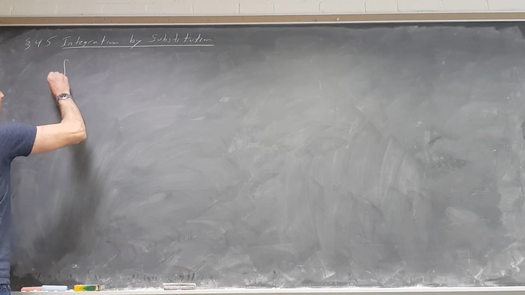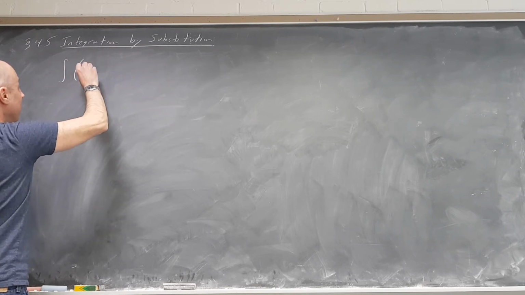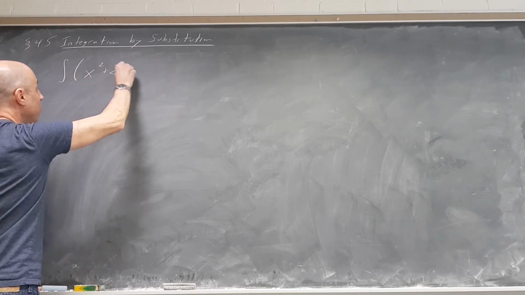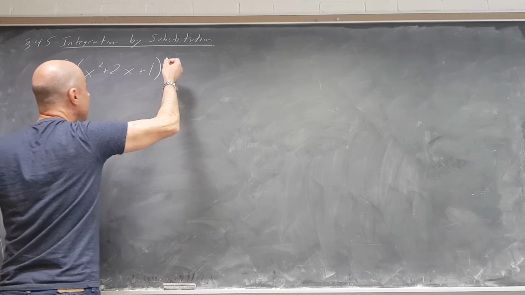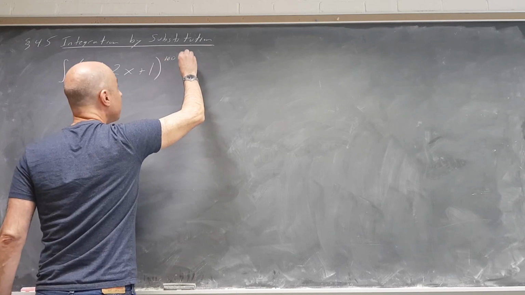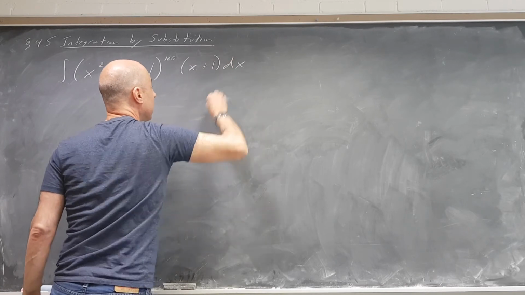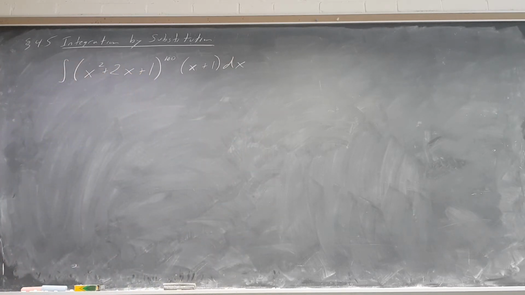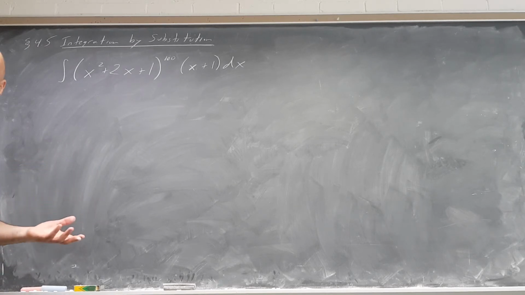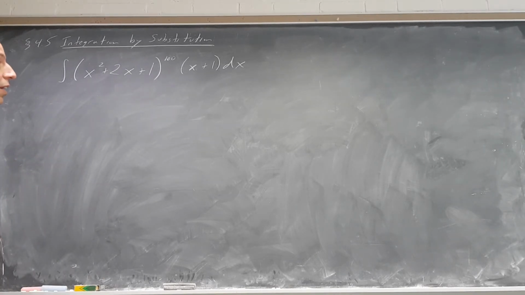Let's take a look at a variation on what we had before. How about we have (x squared plus 2x plus 1) to the 100th times (x plus 1). And let's try this by the same methodology. By this point, hopefully you're looking through and trying to decide what your u is. It should be the inside part of the composition. So feel free to pause this, go ahead, finish the problem if you can.